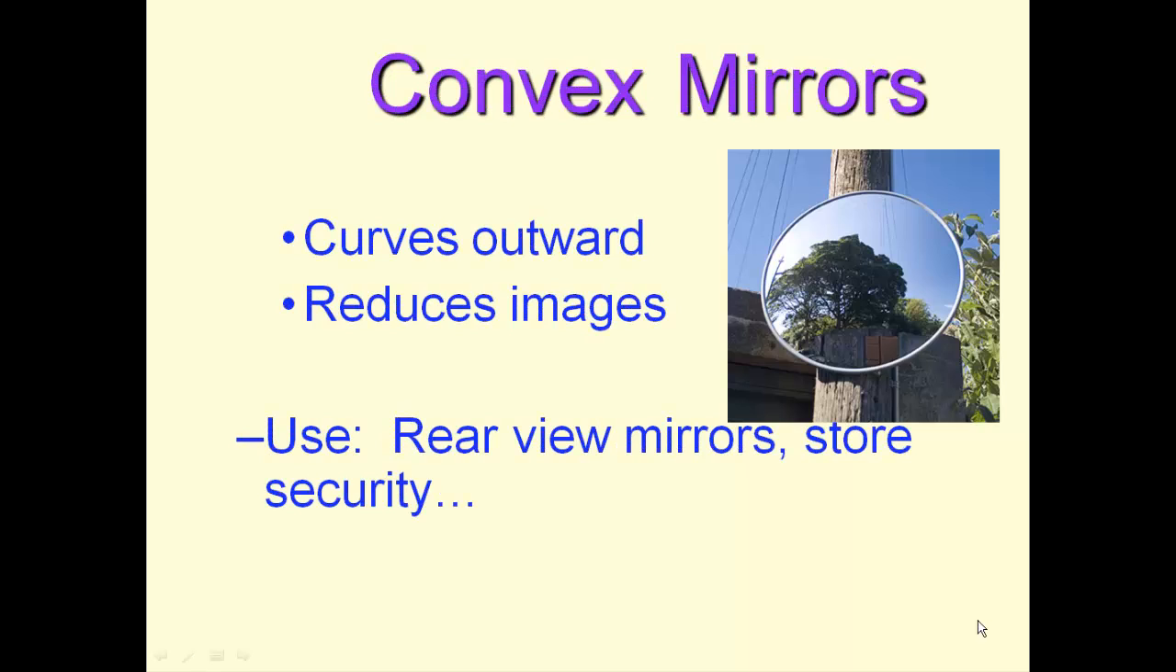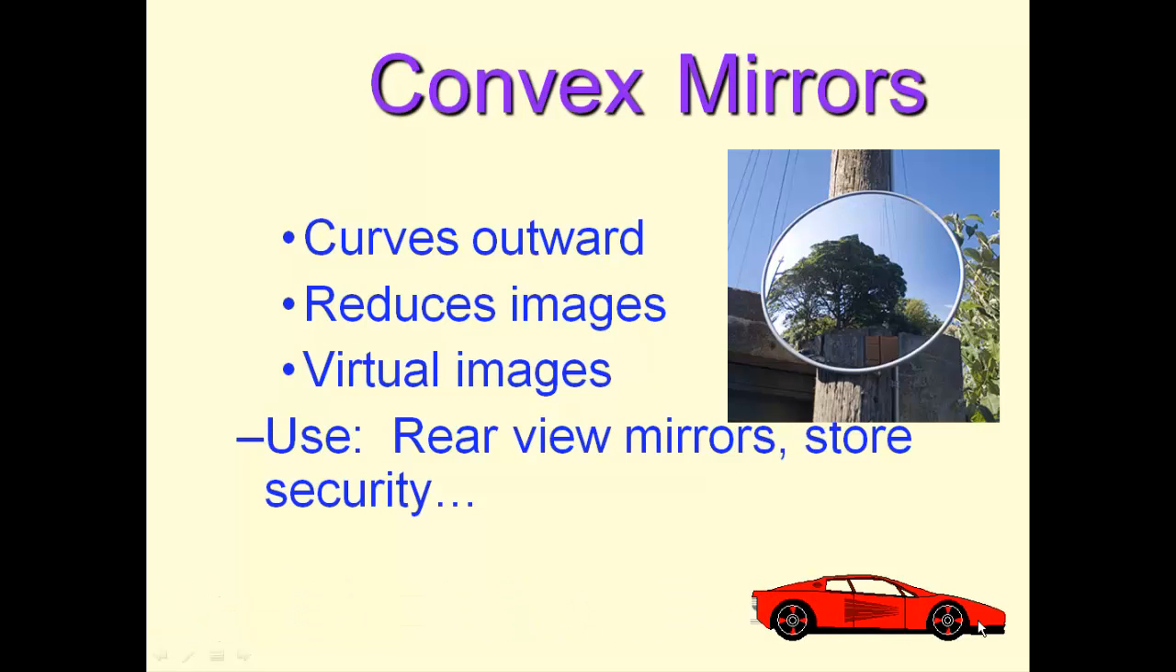Convex mirrors are mirrors that curve outwards. They reduce the images and produce virtual images. And this is what a lot of times you'll see on truck mirrors. This one shows going around a corner. You've seen these in parking garages at hospitals or big malls or something like that. So you've seen them quite a few places.